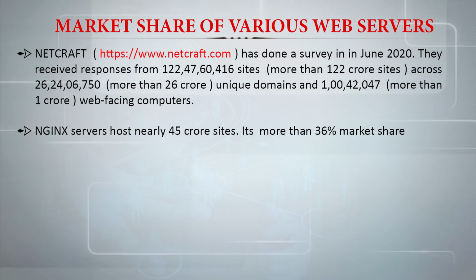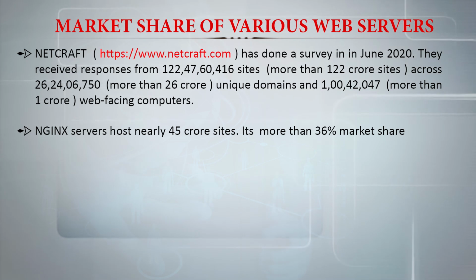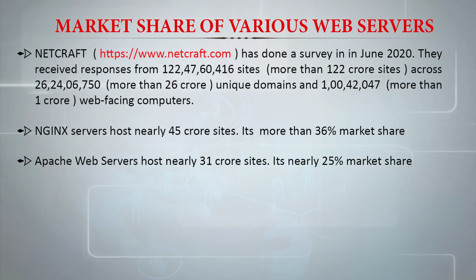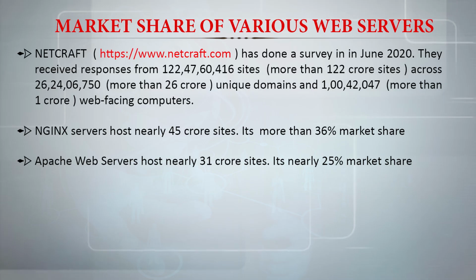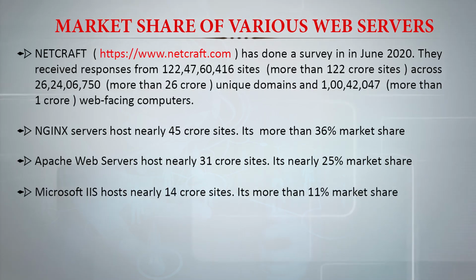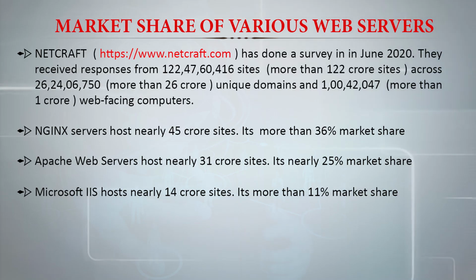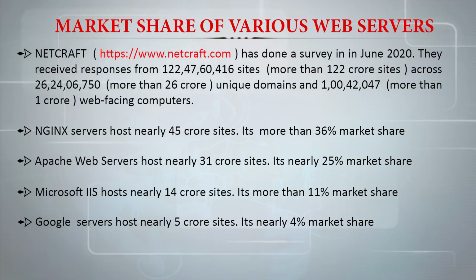So Nginx servers host nearly 45 crore sites. It's more than 36% market share. Apache web servers host nearly 31 crore sites. It's nearly 25% market share. Microsoft IIS hosts nearly 14 crore sites. It's more than 11% market share. Google servers host nearly 5 crore sites. It's nearly 4% market share.